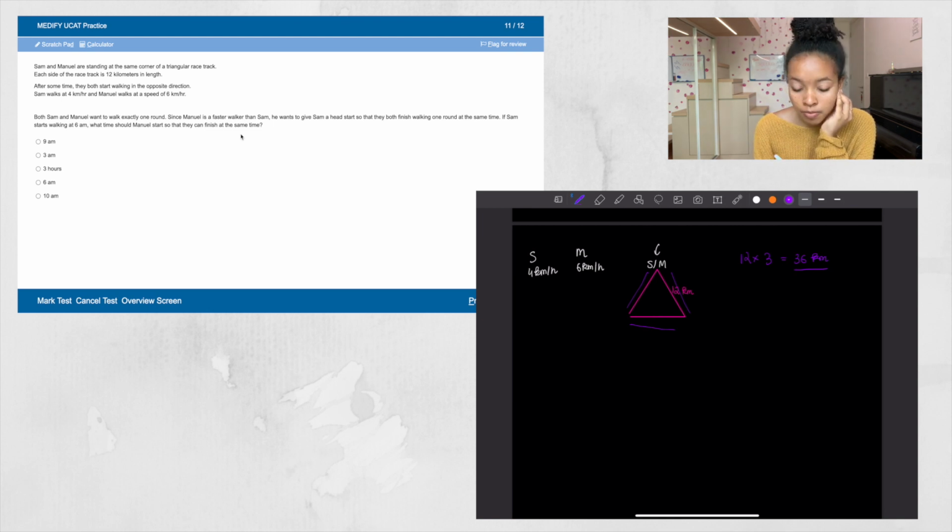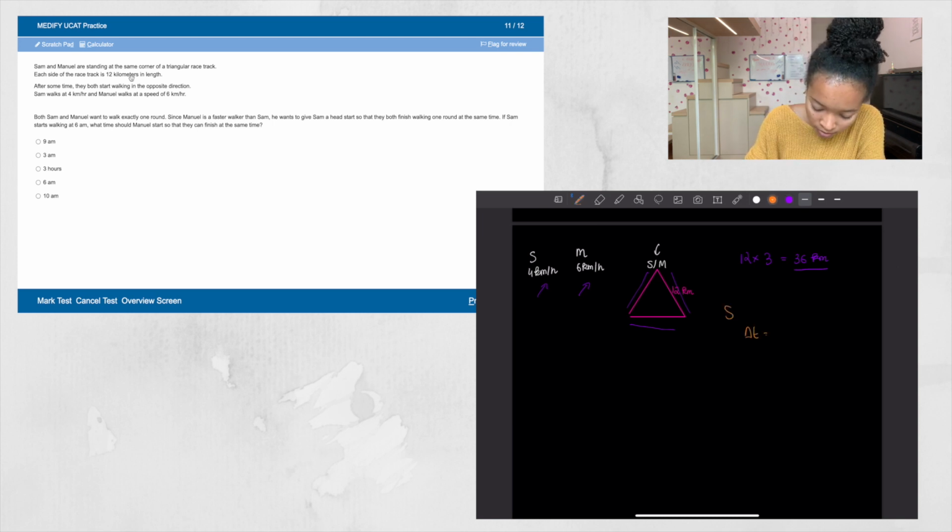However, the problem is that Sam and Manuel have two different walking speeds. So to answer this question, I think the first thing to do is to figure out how much time it will take for Sam and how much time it will take for Manuel to walk 36 kilometers. So let's do this. For Sam, we have time is equal to distance over speed, as we know, and then we do 36 divided by 4, which is Sam's speed, and that's 9.